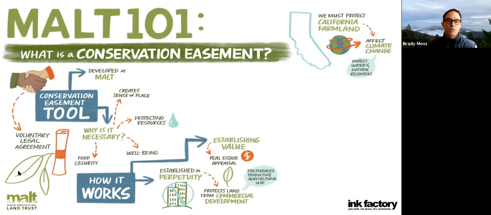And at a minimum, that involves annual monitoring to ensure that the landowner is in compliance with the terms of an easement. So that's a thumbnail sketch of how a MALT conservation easement transaction develops.